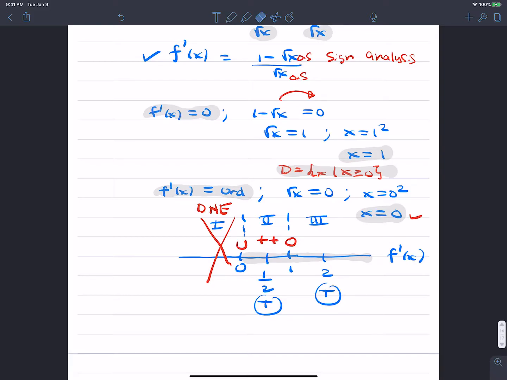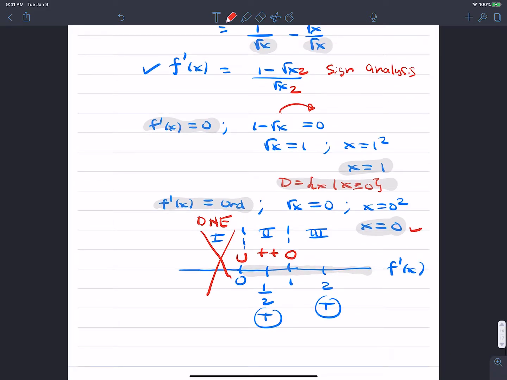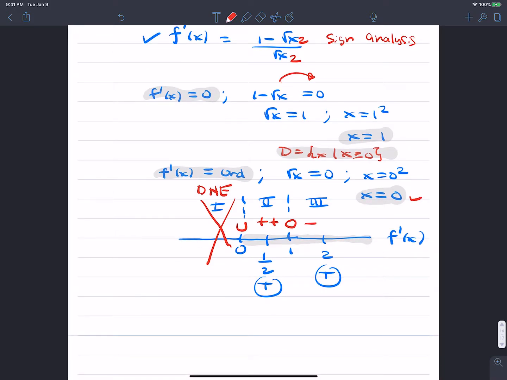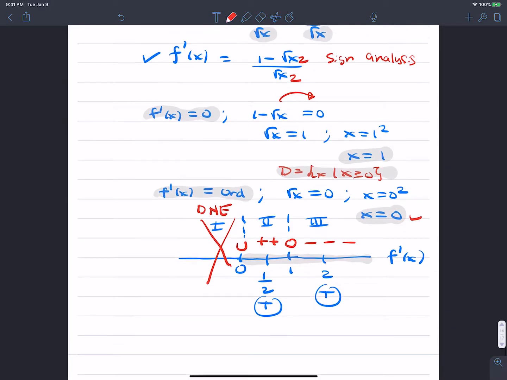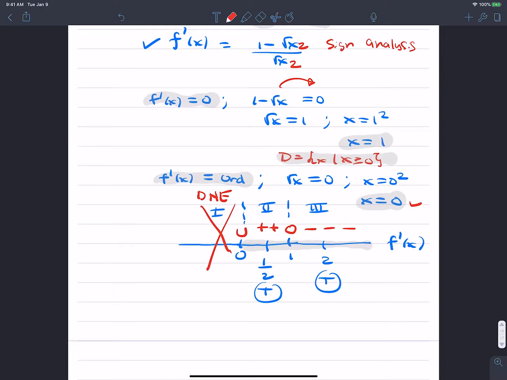With the test point of 2 now, go back to the original derivative there. Change that x to 2 now. And 1 minus the square root of 2, isn't the square root of 2 about 1.4? So my numerator is negative. The denominator is positive. So negative over a positive makes region 3 what? Negative. Okay? So I just test these values right here. I test the 1/2. I test the 2. I just check the sign of that first derivative.